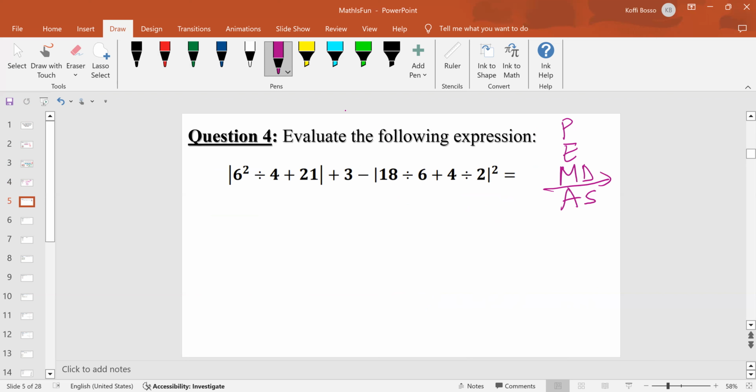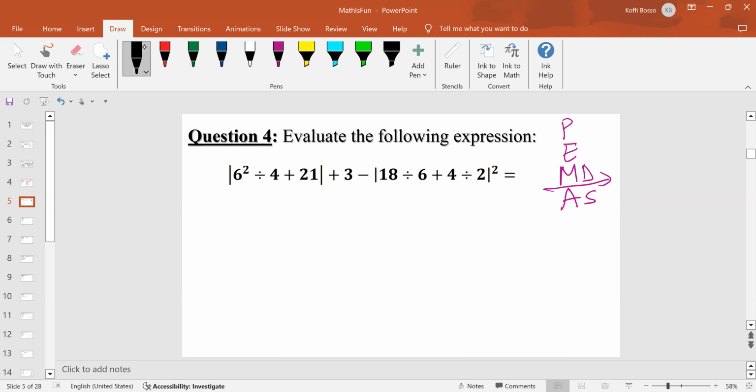Okay, the correct way to use the PEMDAS is to write it like this. The P stands for parenthesis, E exponent, M multiplication, D division, A addition, and S subtraction. But understand that multiplication and division are on the same level. Addition and subtraction also are on the same level. But you always work from what? Left side to right side.